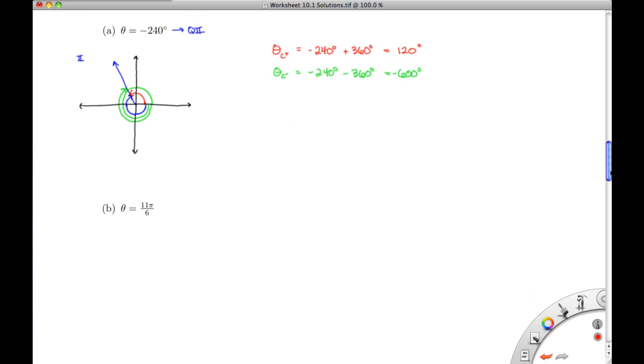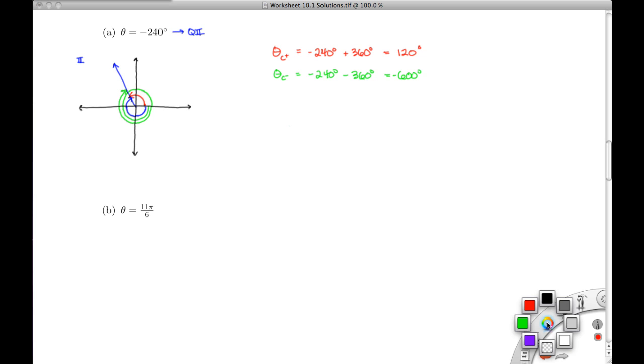And we've got 11 pi over 6. Again, if you can visualize this in radians, great. Eventually you should be able to, but for now, let's just go ahead and convert this into degrees to maybe help visualize. And we know from the previous problem that 11 pi over 6 is the same as 330 degrees.